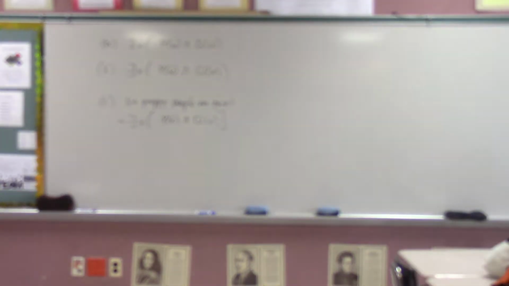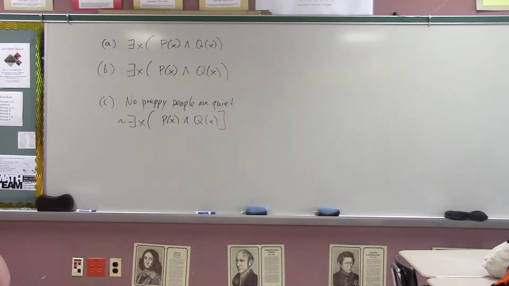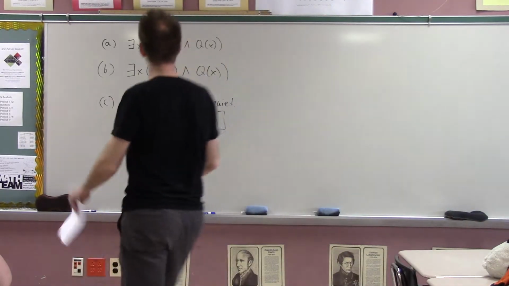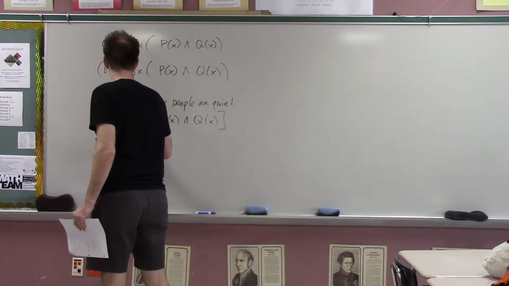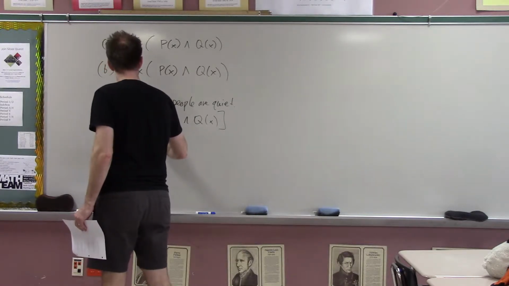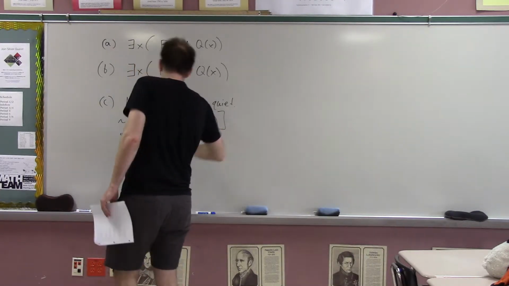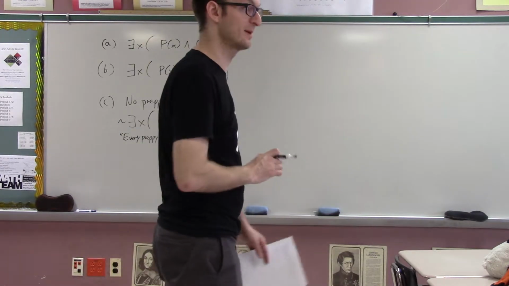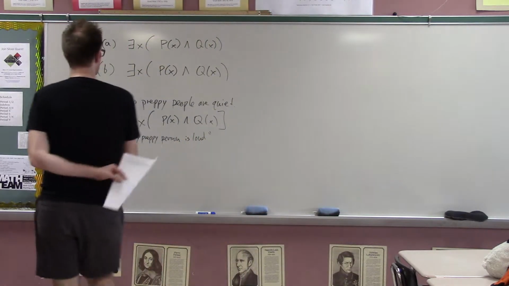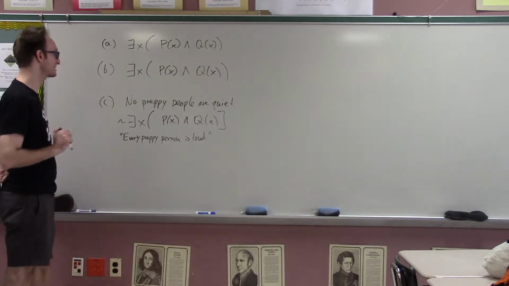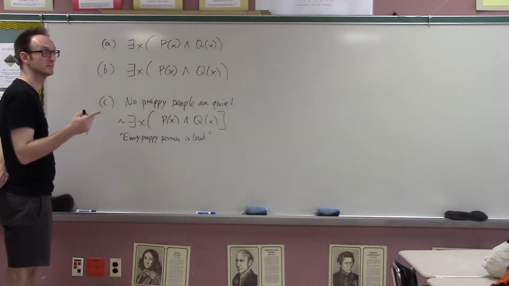There's another natural translation. If no preppy people are quiet, then what is true? Preppy implies not quiet. Yeah, that everyone who is preppy is loud, right? If no preppy people are quiet, then every preppy person is loud. He said preppy implies not quiet, basically. And in fact, how can we most naturally translate the sentence every preppy person is loud? Ian, I'll give you a shot at it.